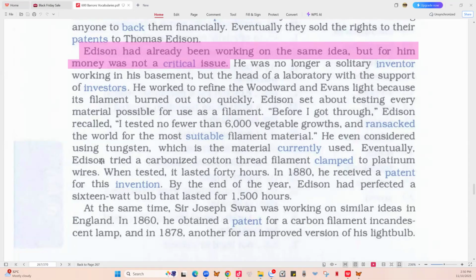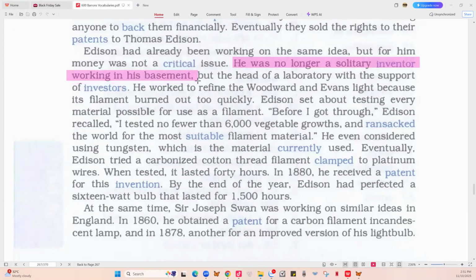Edison had started working on the same idea, and he continued researching the light bulb. And money didn't play an important role. Yes, money didn't play an important role in his project. Okay, in his project. So here, let's go. Let's move on. Okay, to the next sentence together. Okay, right. Let's check the sentence. He was no longer a solitary inventor working in his basement.